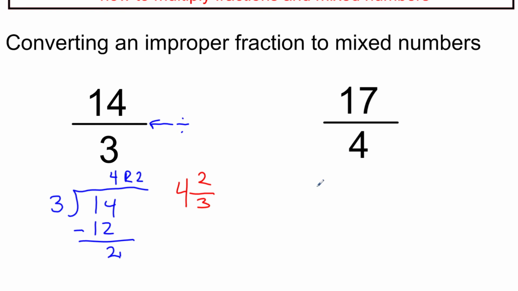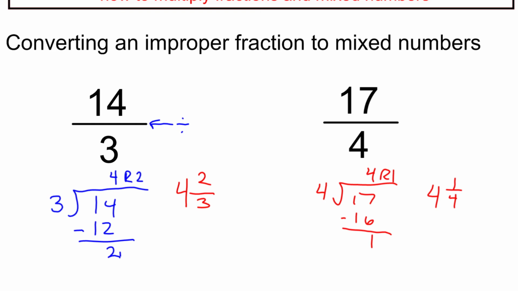Okay, so let's take a look at another one. So 17 over 4, I'm going to say 17 divided by 4. Well, that would be 4. 4 times 4 is 16. And it looks like I have a remainder of 1. And so we're going to, again, take that remainder over the denominator that you started with, which is also this divisor out here. So I'm going to say 4 and 1/4 represents the mixed number.